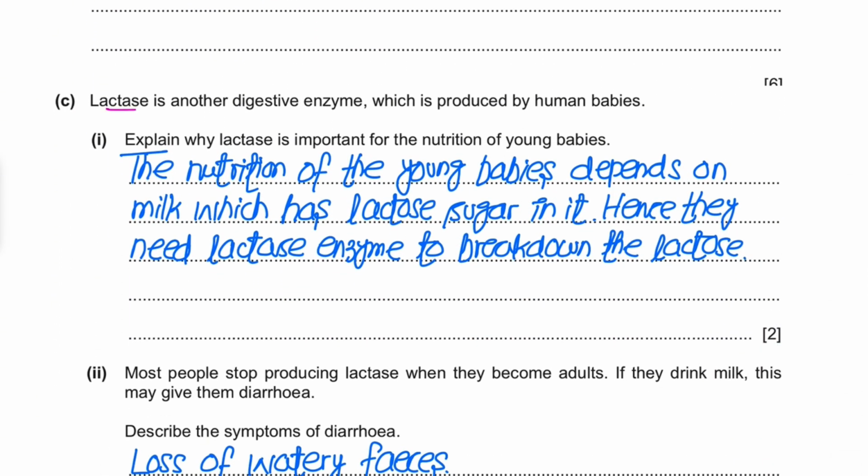They say that lactase is another digestive enzyme which is produced by human babies. They are asking why the lactase is important for the nutrition of human young babies. So we know that the nutrition of the young baby is entirely dependent on the milk, and the milk has the lactose sugar in it. So once the babies release the lactase enzyme, that lactase enzyme would act on the lactose and break down the lactose into glucose and galactose that the babies could use for the respiration process, and ultimately the energy would be produced in them.